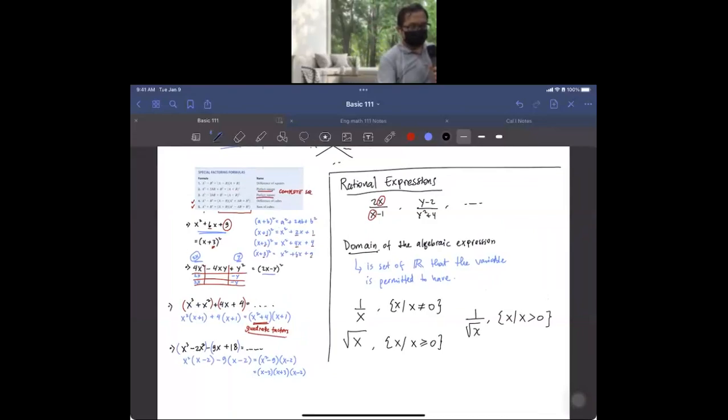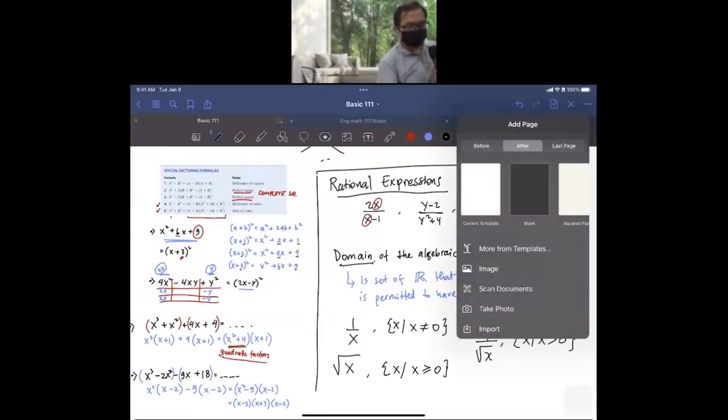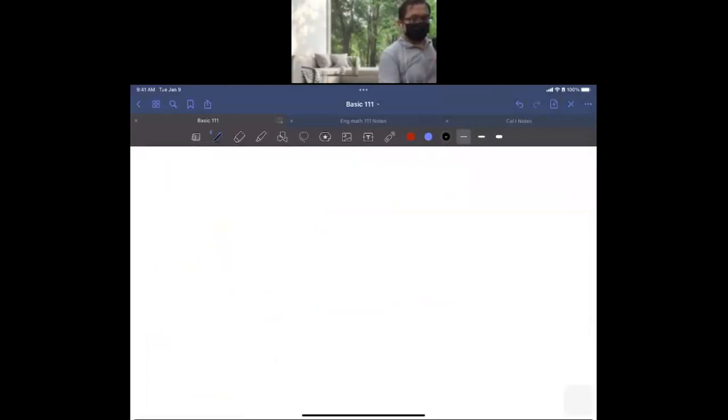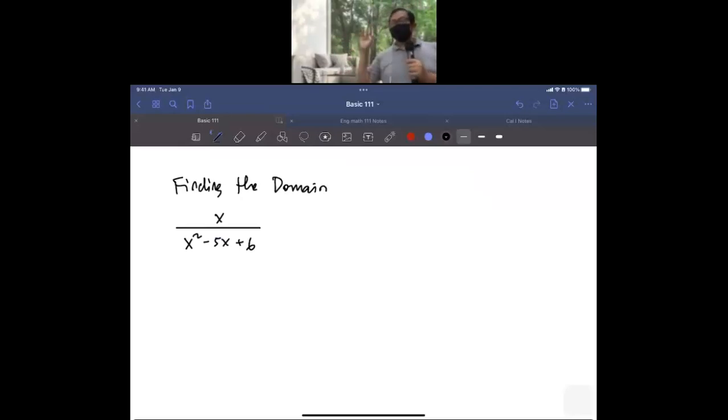Okay, let me go through the next one. So if we have x, finding the domain. Before we talk about function, we need to talk about the domain of some equation. So first is this, and second is square root of x over x minus 1.